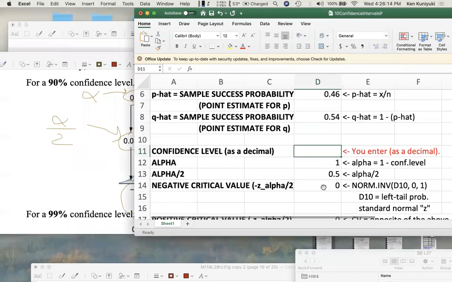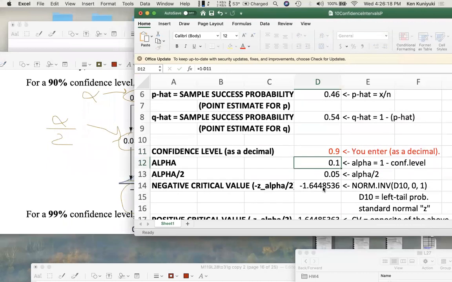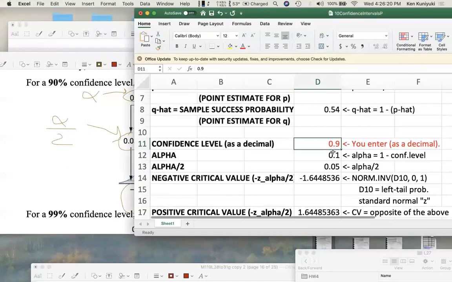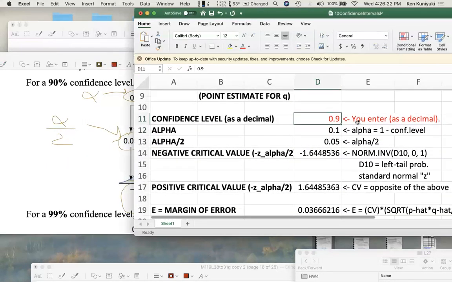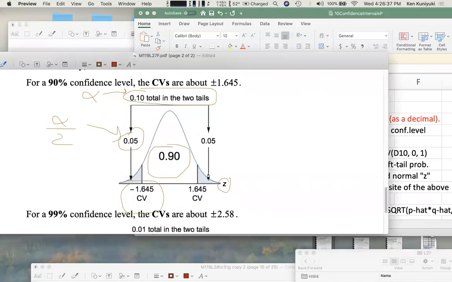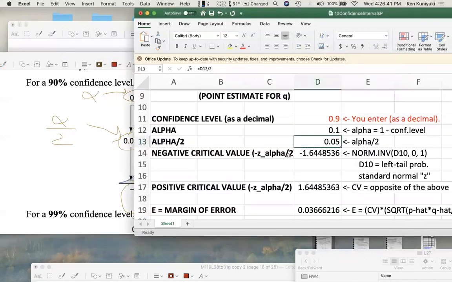I'm going to put in the confidence level, 0.90 or just 0.9, all right? And then right off the bat, that's the only part you have to enter for this part, because my Excel spreadsheet here knows that alpha is 1 minus that, the complement, so it's 10% or 0.1. Half of alpha is therefore 5% or 0.05. That's the left tail and also the right tail probability. We're going to focus on this left tail probability being 0.05.